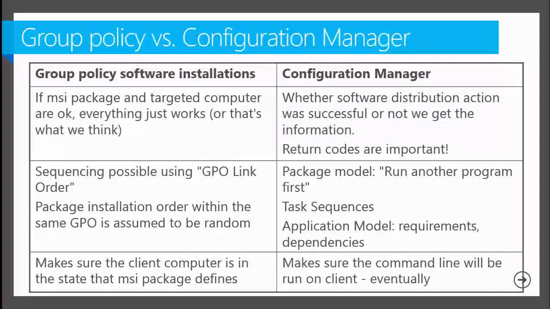Then the GPO software installations, we just hope that everything goes okay. With the config manager, we get the return codes and the reports, and the return codes are quite important so that we know what actually happened. And with GPO-based software installations, we can sequence the installation using the group policy object link order, but we actually can't define in which order the packages inside the same GPO will get installed. And of course, config manager has a lot of different options. Run out the program first, task sequences, and the application model has requirements and dependencies.